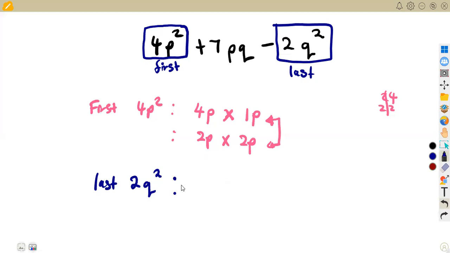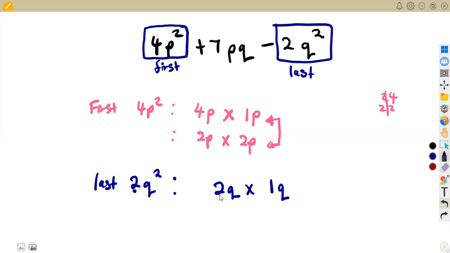So let us consider having q. Just consider 2, not q. Q is there, but consider the number 2, factors of 2. So you can have 2 and 1. So this will be 2q and 1q, so that it gives us 2q squared. So that's a product there.